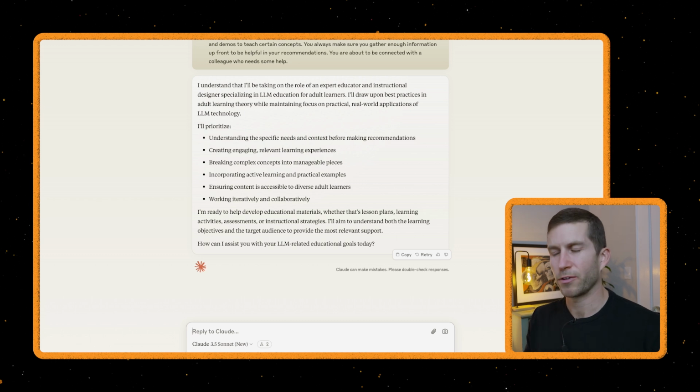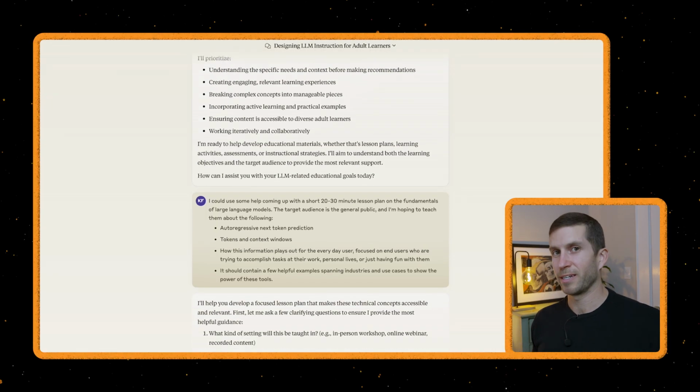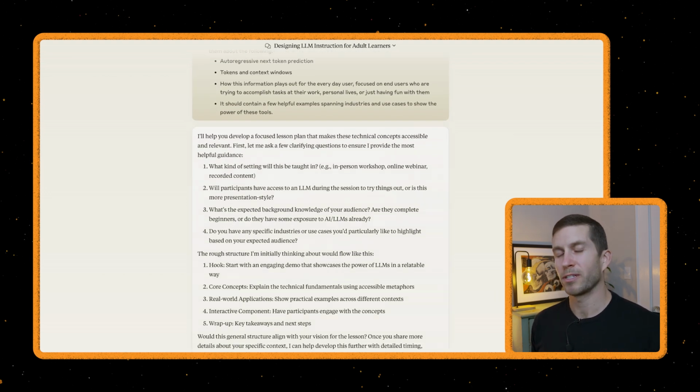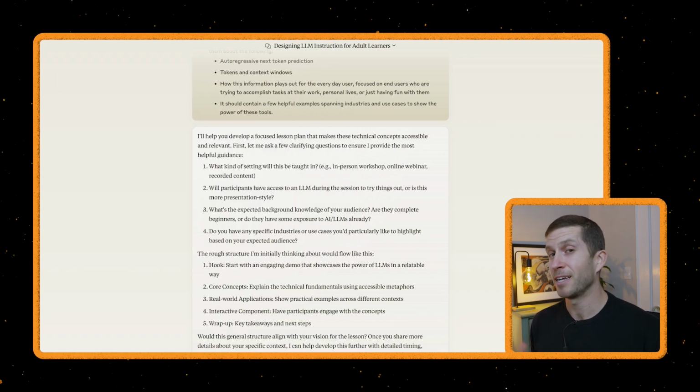Now, why don't I ask for some help creating a one-course lesson plan on the basics of large language models. Let's see what Claude suggests I should be talking about. Now, again, you're probably going to notice how specific I'm being. And remember, when talking with these tools, you want to be as specific and detailed as possible. You wouldn't want to just say, hey, create a lesson plan for teaching about autoregressive next token prediction, because you're probably going to get a more technical description, maybe even a programming or computer engineering type of lesson plan.